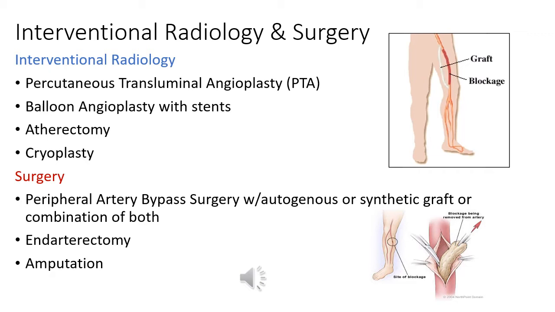So the first one, percutaneous transluminal angioplasty. You've seen this before in cardiac. It's the same idea. So it involves inserting the catheter through usually the femoral artery, putting in a balloon, inflating the balloon, which then cracks that atherosclerotic matter and breaks it up, therefore opening up the vessel.